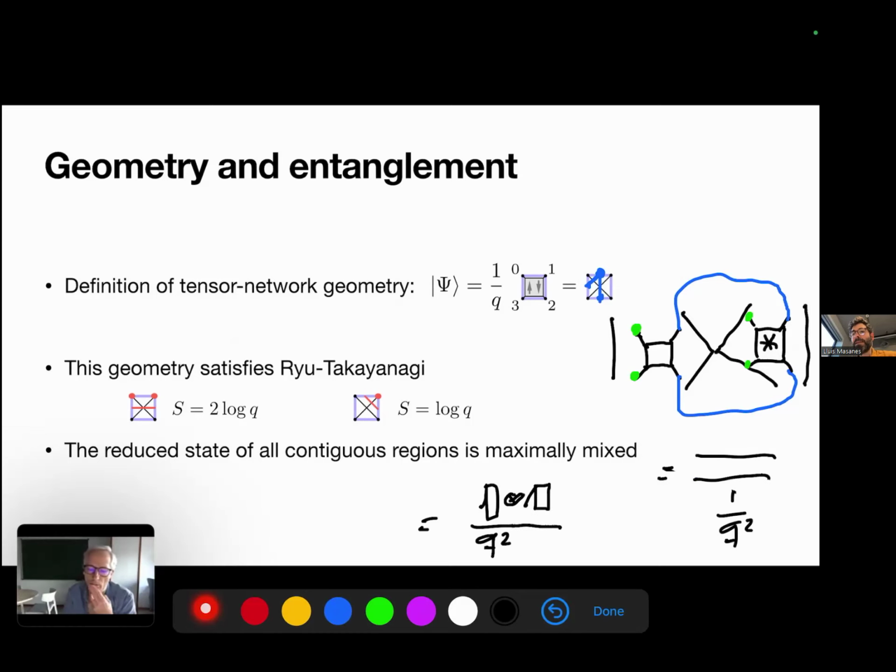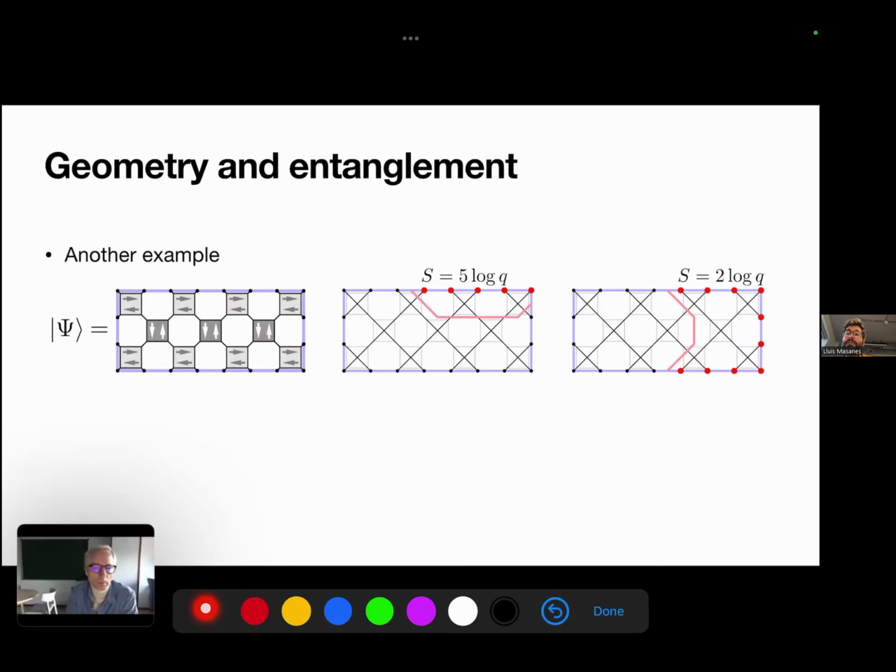So what happens with the entanglement between these two spins and the rest, if the reduced state is maximally mixed? It means that it's a maximally entangled state, right? So this partition, which separates these two spins from the others, is maximally entangled. And the entropy is going to be 2 times the logarithm of q, because each identity has a dimension q. So this is one way to see it. But in general, it happens for more complicated states.